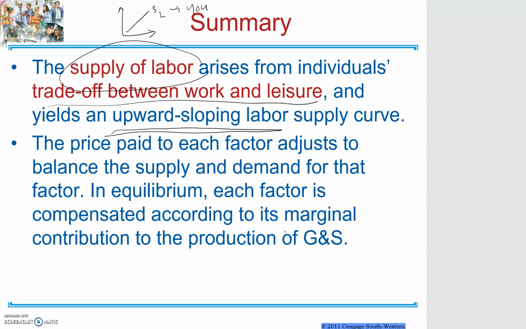And then the price paid for each factor adjusts to balance the supply and demand for the factor. It means this is what we saw earlier, it will adjust the demand and also supply. So in equilibrium, each factor is compensated according to its marginal contribution to the production of goods and services. It means like before, the more productive you are, the more you can get, right?